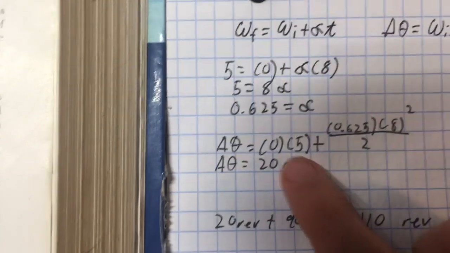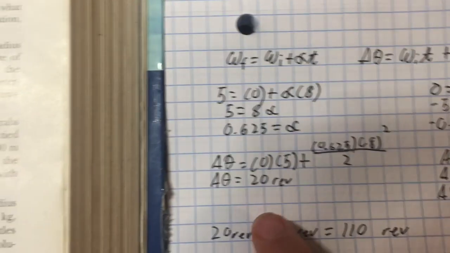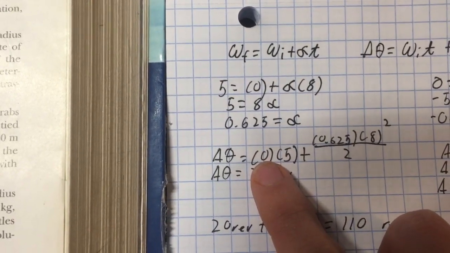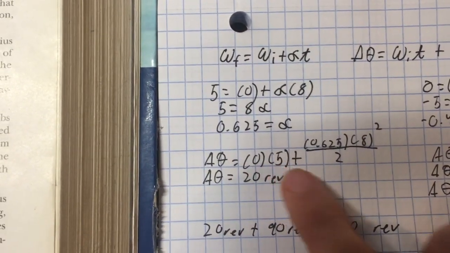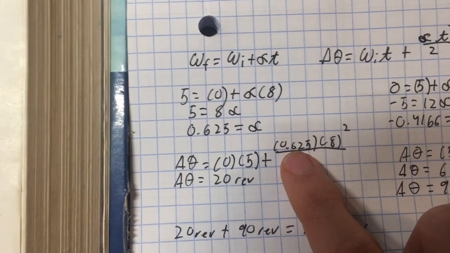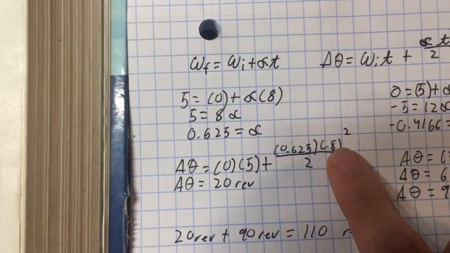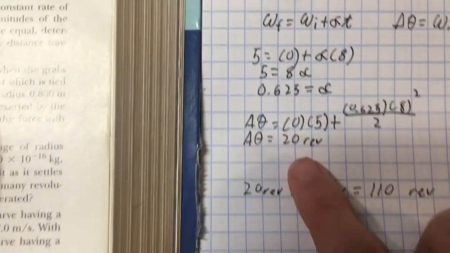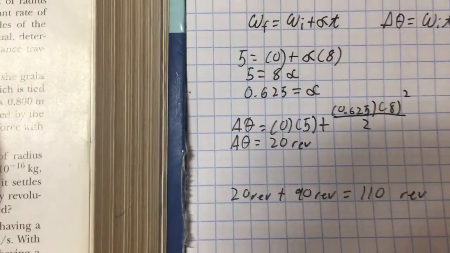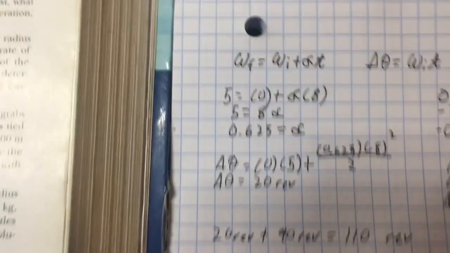And then using that, we can plug it into this equation. So we have an initial velocity of 0, a time of 8 seconds, and an acceleration of 0.625, and it turns out to be around 20 revolutions in total. So that's the first part.